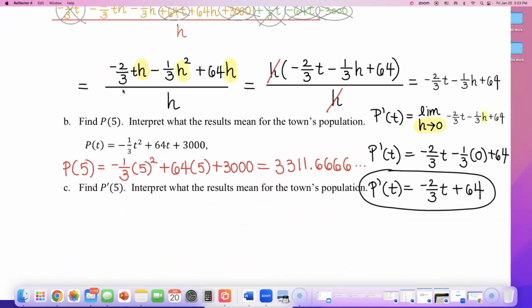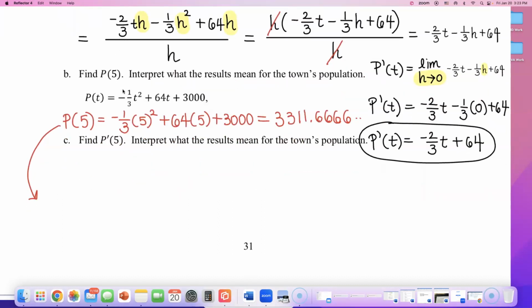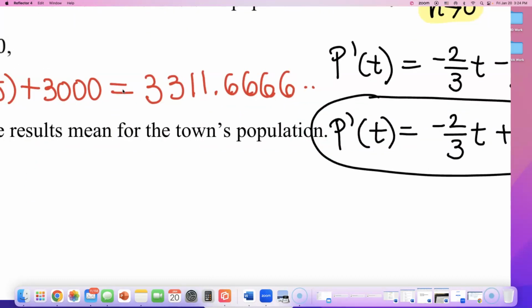And that just means how many people are in this town. So I'm going to go down here. Ooh, hold on. I'm out of room, so I'll try to write down here. Okay, it's going to be ugly. But I'm going to multiply this answer by 1,000 or simply move this decimal 3 places to the right. 1, 2, 3. And I'll round this to the nearest whole person, okay? So my final answer will be 3,311,667.